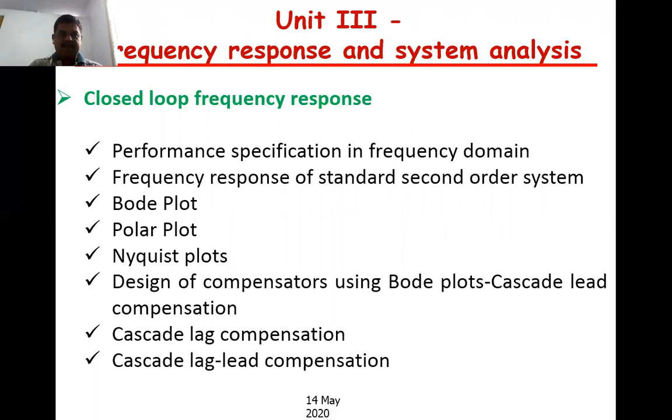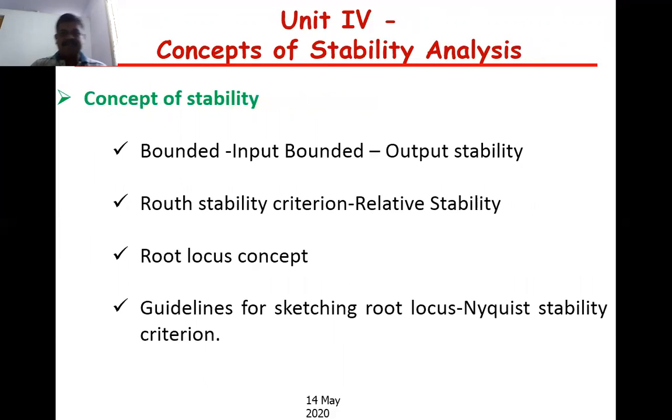Your third unit is fully frequency response analysis. It covers the performance specification in the frequency domain, the frequency response of a standard second order system, and then you will analyze the control system from the frequency response point of view. It covers Bode plot, polar plot, Nyquist, and then design of compensators. What is our achievement? What is needed? You will design using the Bode plot. You will use lead compensation as well as lag compensation, so cascade lead and cascade lag, and on some occasions you will use both lag and lead compensation.